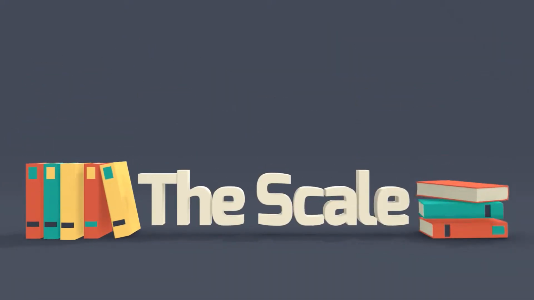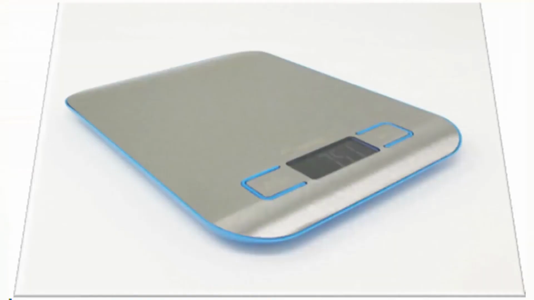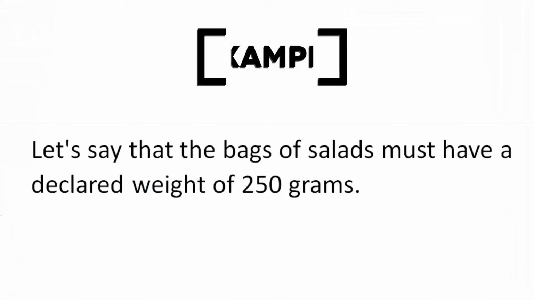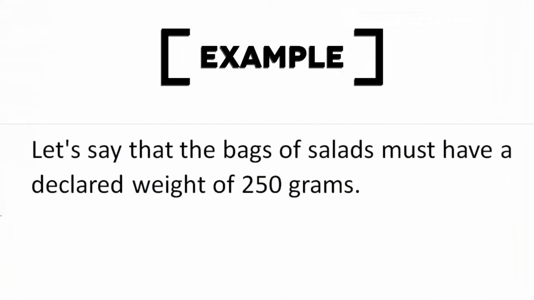The scale. The scale is typically used to verify that the weight of the product meets the declared weight. It is a legal requirement that the products meet the declared weight. Example: Let's say that the bags of salads must have a declared weight of 250 grams.